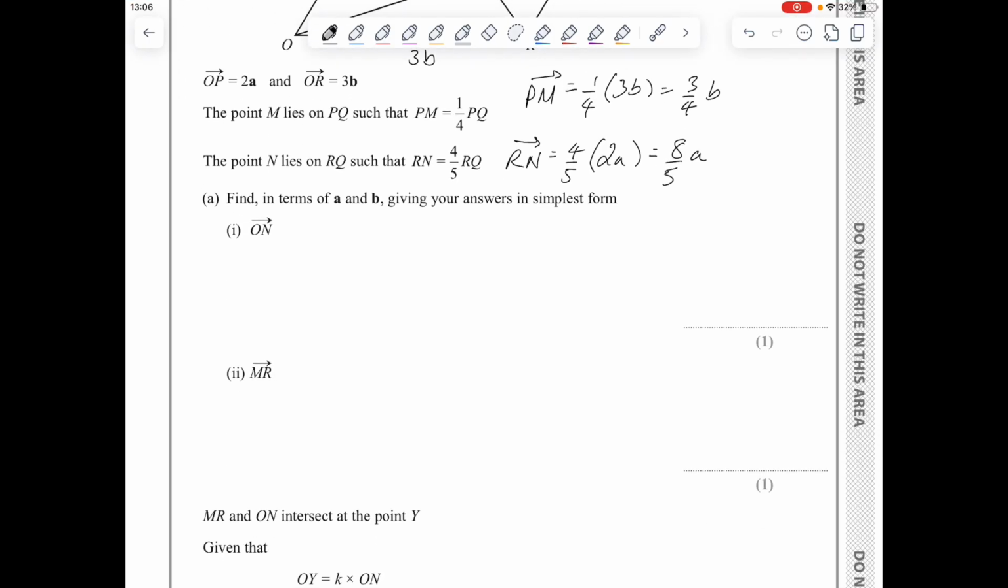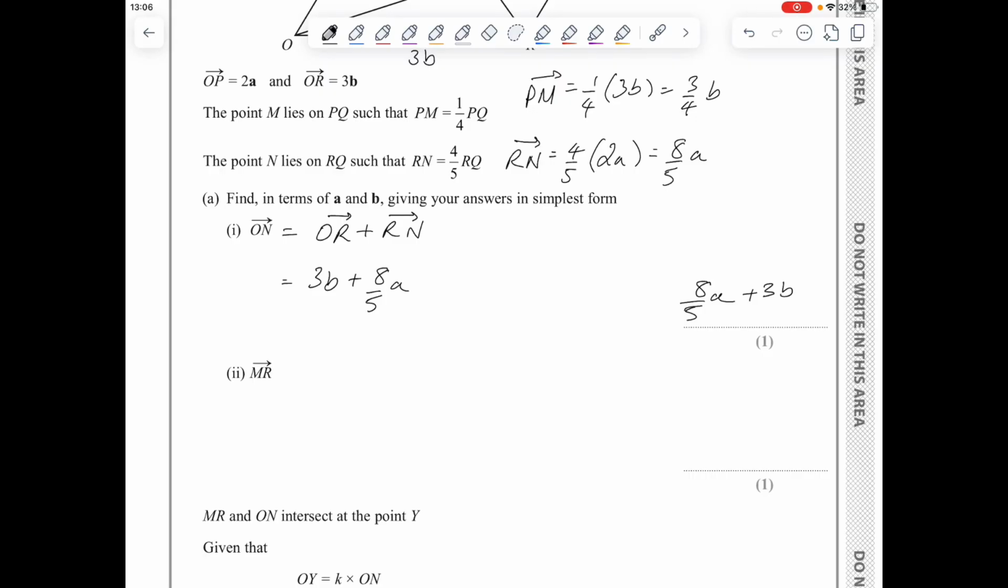In part i of a, I need to find ON. Now ON is equal to OR followed by RN. OR is equal to 3b. RN, I just found it above, is 8 over 5 a. So the answer is 8 over 5 a plus 3b. Doesn't matter if you put them in alphabetical order or not.